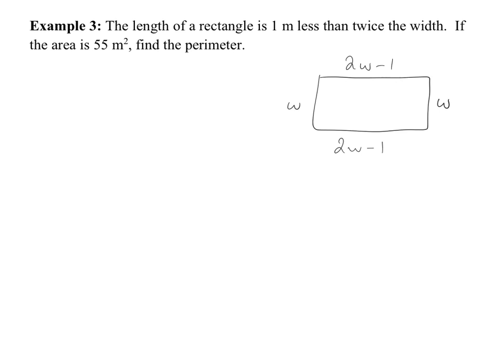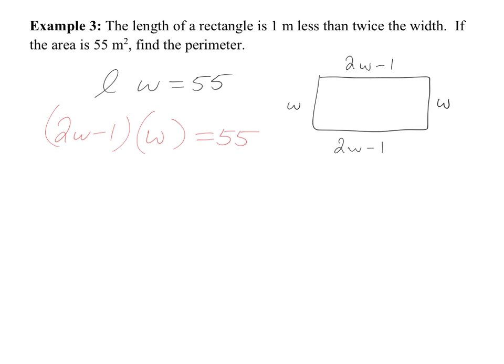The area is 55. What can I write as a result then? What can I write if the area is given as 55? Luke, go ahead. 2W minus 1 times W equals 55. So length times width equals 55. I agree. Length times width. Remember, 2W minus 1 is really the length. So if you want to start like that, that's fine also, and then replace length with 2W minus 1. Does that make sense?